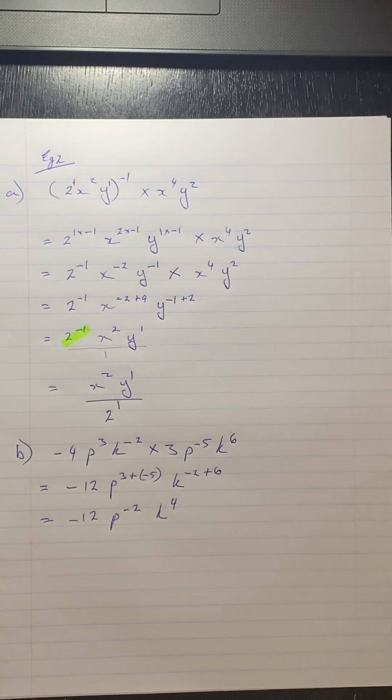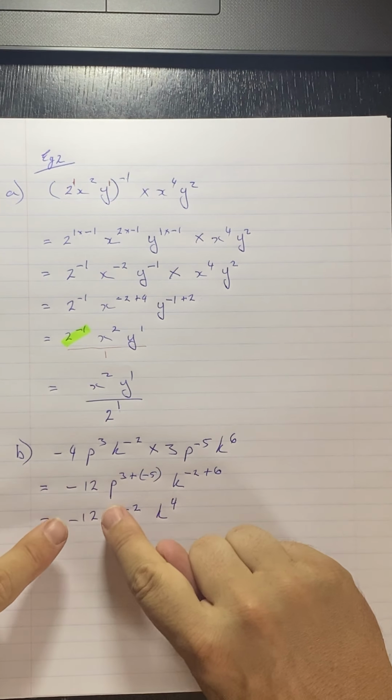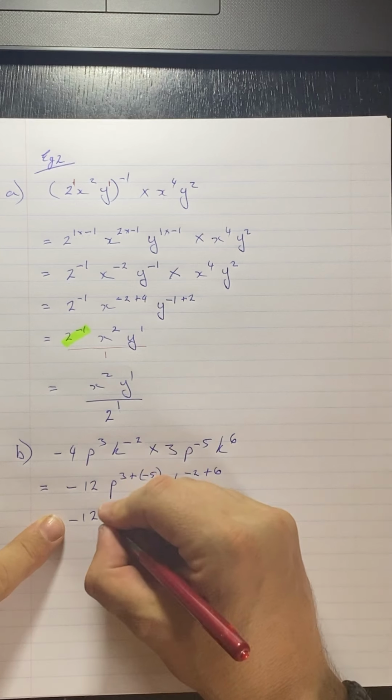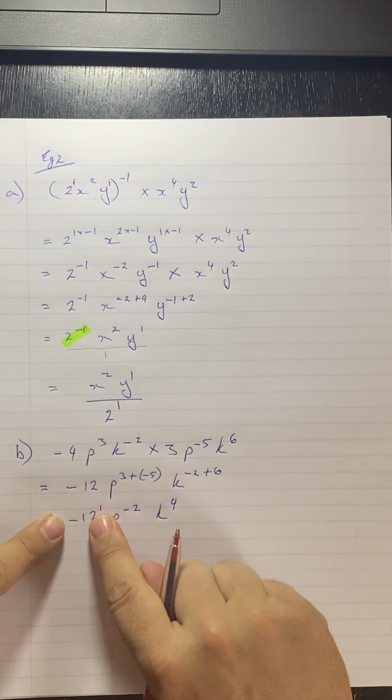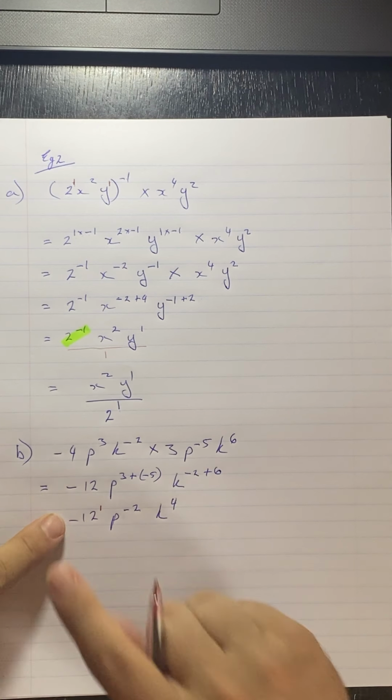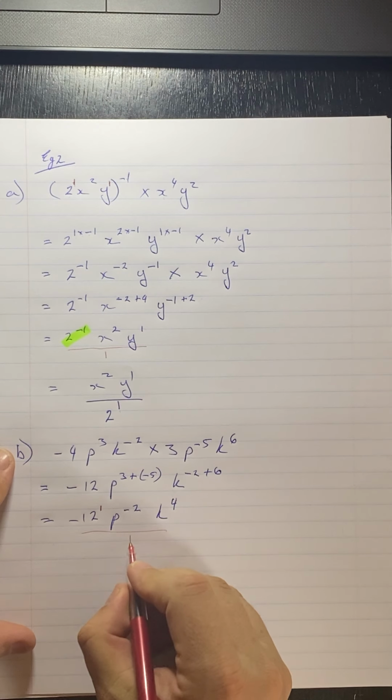Okay, now please do not get confused with this minus 12. Don't think that its exponent is negative. Its exponent is not negative. It has an invisible 1 there, and its exponent is positive. It's just a negative number. Okay, so remember that this whole thing is over 1.